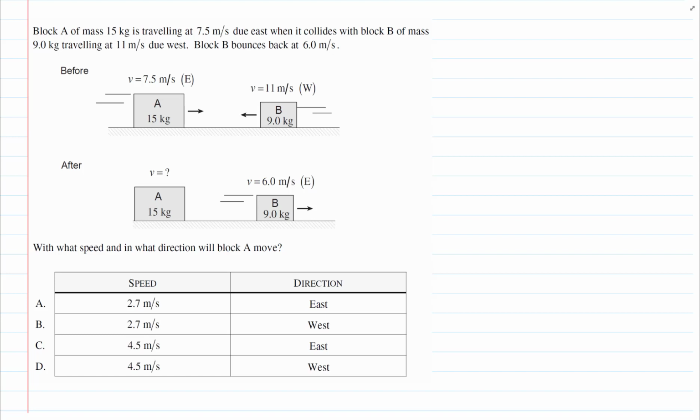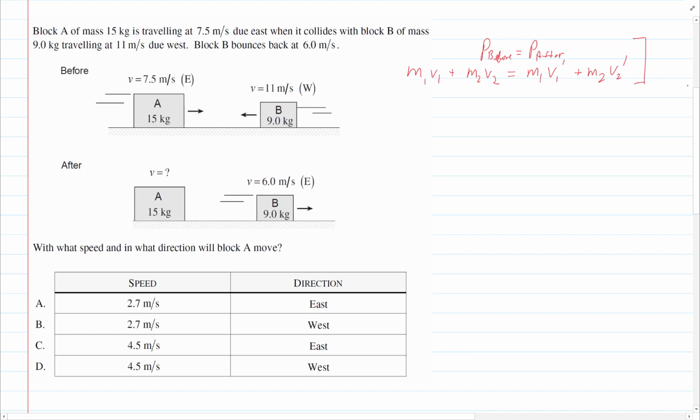So this is a collision one. This is M1V1 plus M2V2 is equal to M1V1 prime plus M2V2 prime. Why do I come up with this formula? It's because the momentum before is equal to the momentum after. You need to write this down. You do it without thinking. Boom, it's a collision. Boom, you write that down.